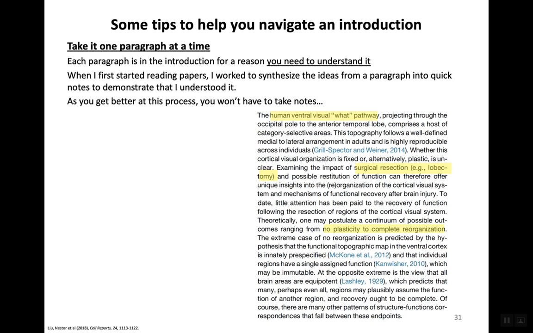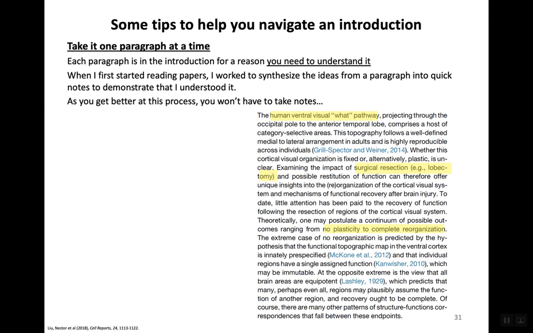Whether this cortical organization is fixed or alternatively plastic is unclear. So here you can see how hypotheses might start to sneak in. We know a lot about cortical visual organization, but we don't know the extent to which it is plastic. It can adjust to different constraints. Examining the impact of surgical resection, e.g. lobectomy, and possible restitution of function can therefore offer unique insights into the reorganization of the cortical visual system and the mechanisms of functional recovery after brain injury.